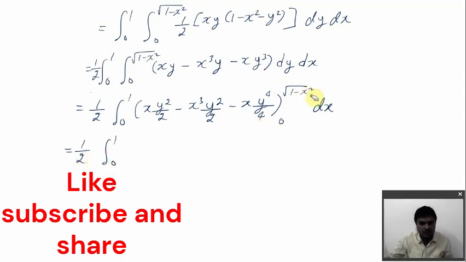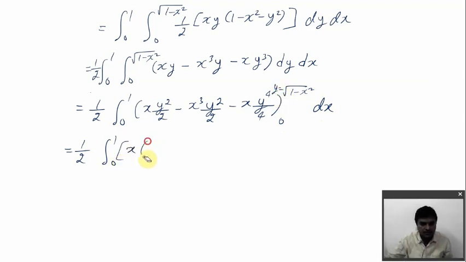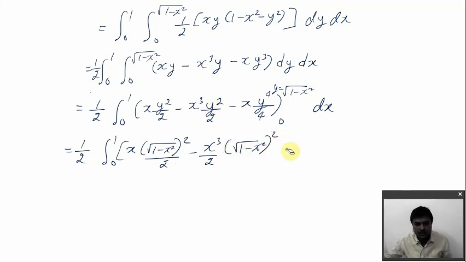First I will substitute square root of 1 minus x square wherever y is there. So upper limit I'm going to substitute, x as it is. Yes friends, square root of 1 minus x square the whole square divided by 2 as it is, minus x cube by 2 as it is, and square root of 1 minus x square the whole square I'm going to substitute only for y square, so minus x upon 4 as it is.